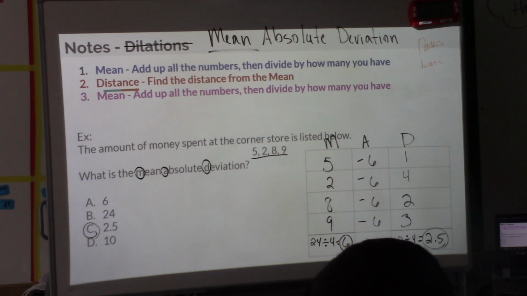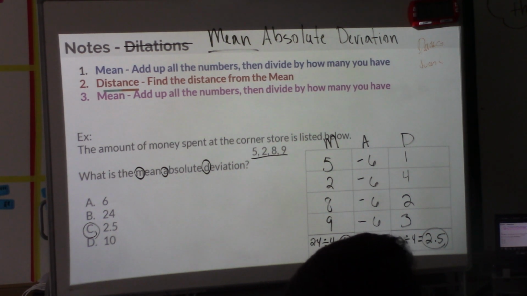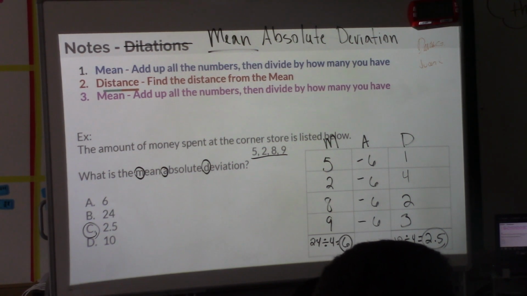It's easy. You just got to know, what does mean mean? It means average. All right? It means average. Is that easy? You like this one? Pretty good.